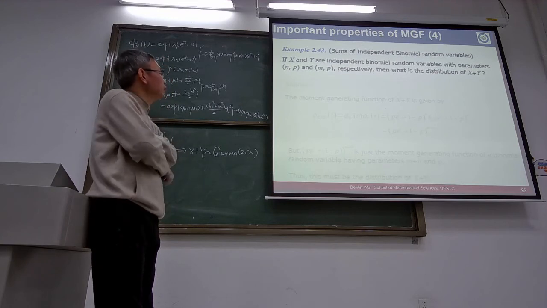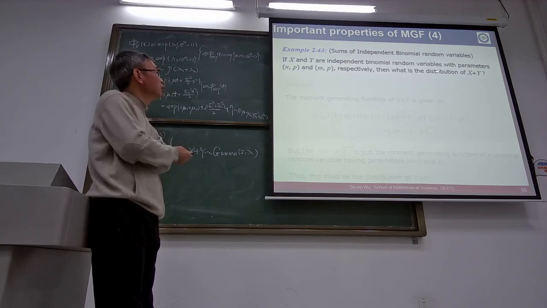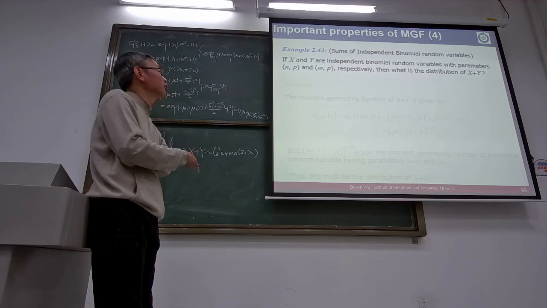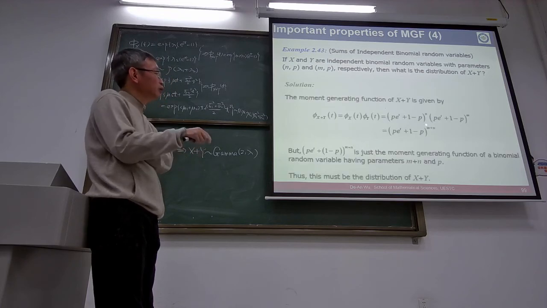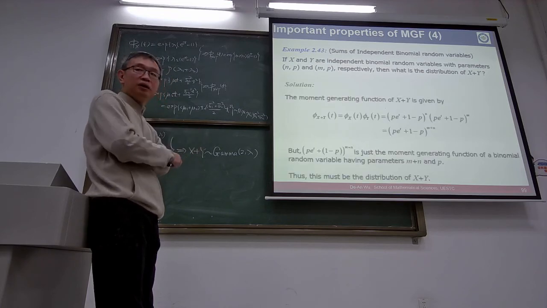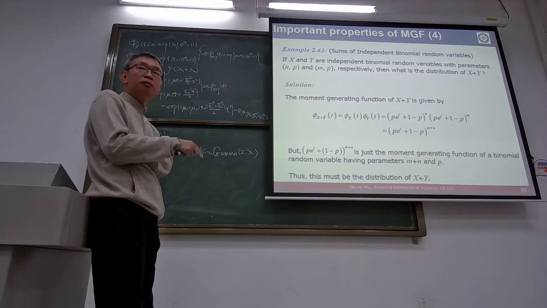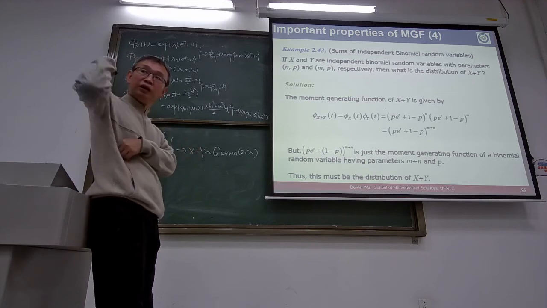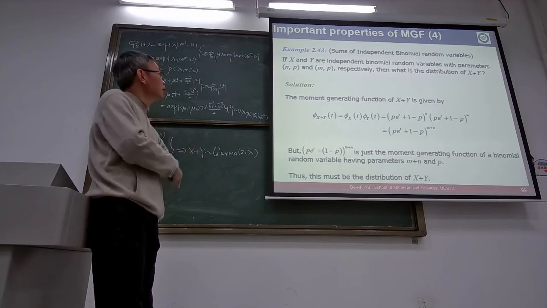The sum of independent binomial random variables x and y, independent binomial with parameters m, p and n, p respectively. Then what is the distribution? I have shown you that it also follows binomial with new parameters n plus m, p. Okay, I will show you. Next one.